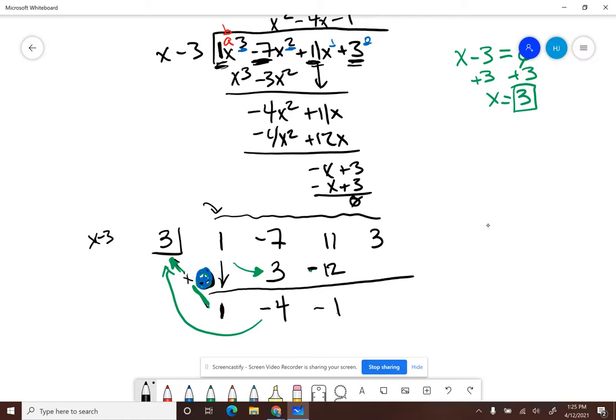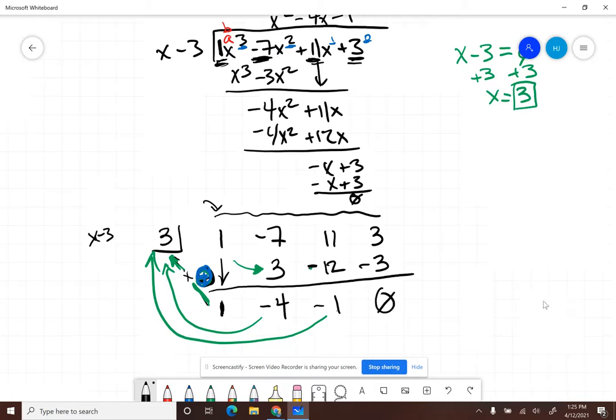Negative 1 times 3, there I am, I'm doing it again. I'm multiplying it times whatever's in the box. Negative 1 times 3 is a negative 3, and negative 3 plus 3 equals 0.